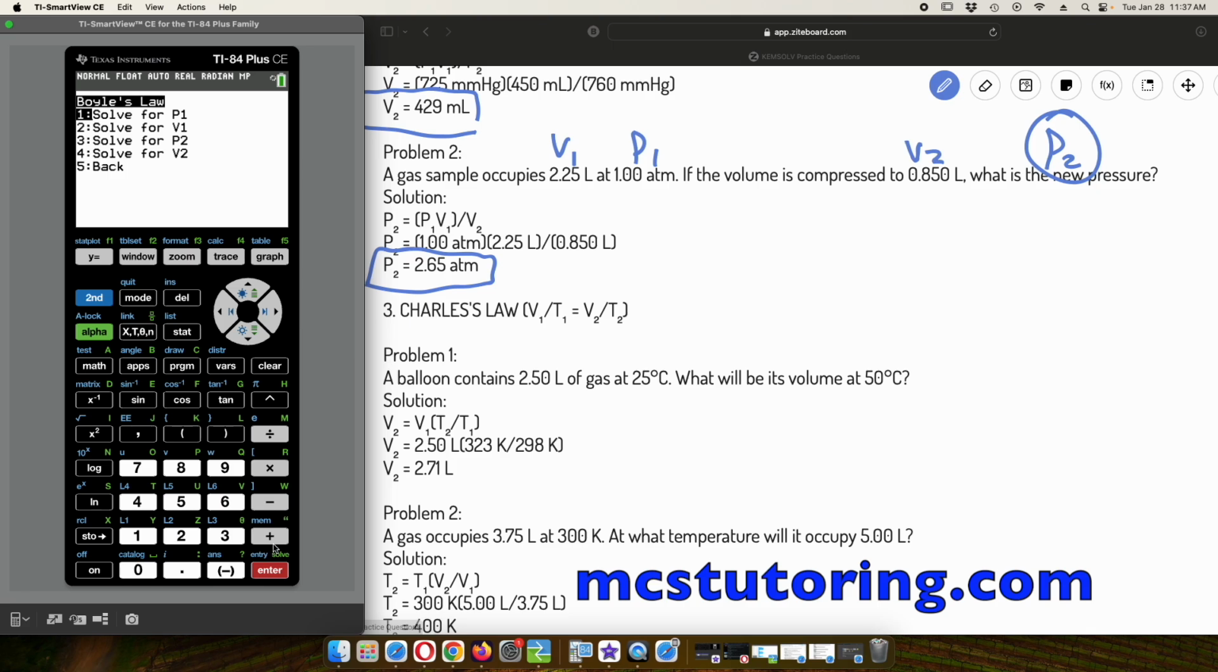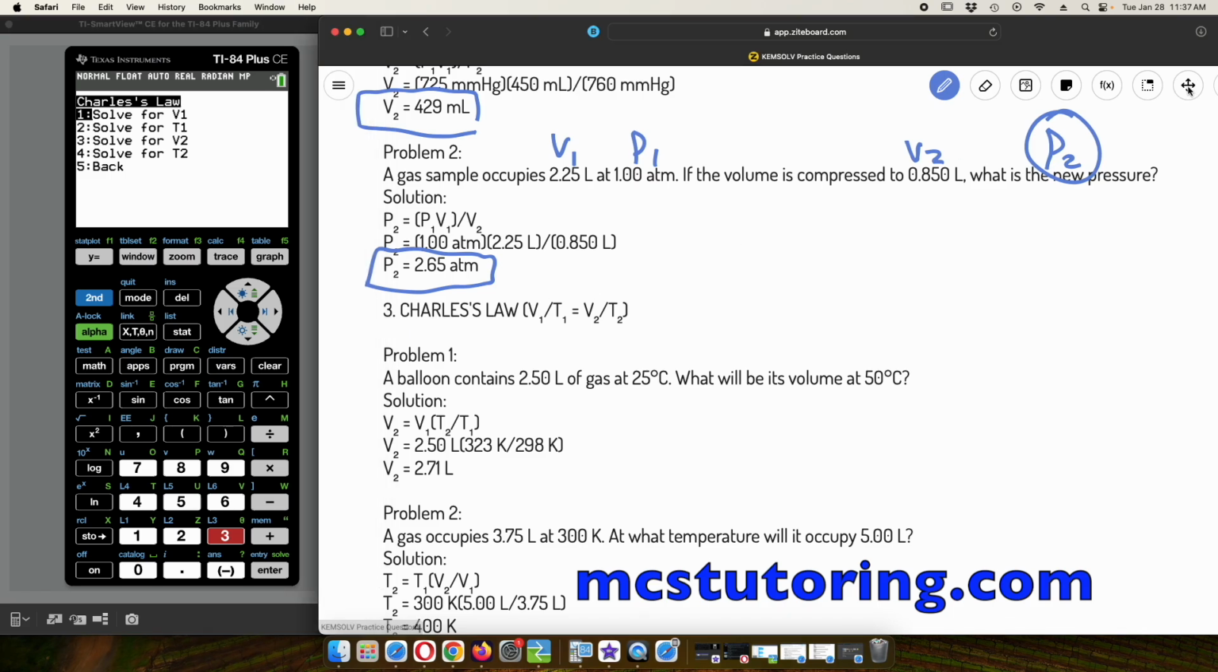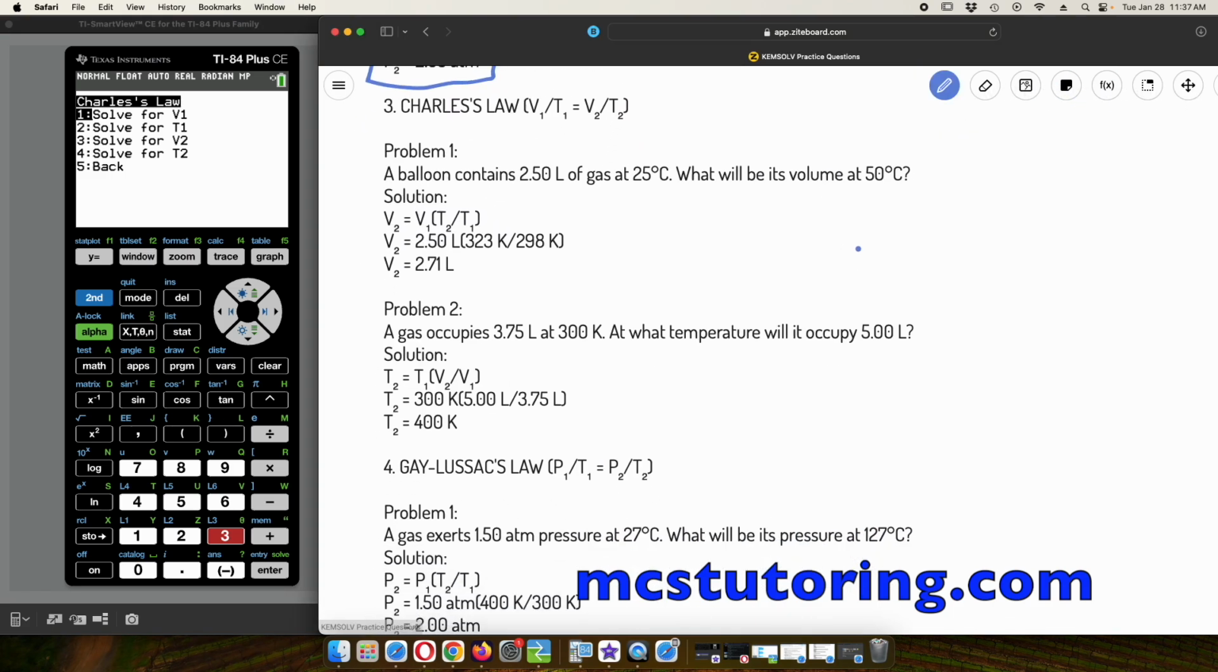Okay, great. Let's go back. We're going to go to Charles's law now, option 3. This is the V1, the 2.5 liters. We have to convert this to kelvins, by the way. So what we have to do is add 273. If we add 273 to that 25 degrees Celsius, we're going to get 298 Kelvin.